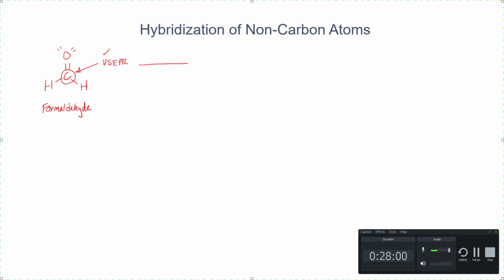Okay, hopefully you did that. What is it? Well, we would basically say we've got one pair of electrons here. A double bond is treated as if it was a single pair of electrons. I have 3 pairs of electrons around that carbon. What does that mean? That means it is trigonal planar. Okay. Now, what's the hybridization of that carbon?